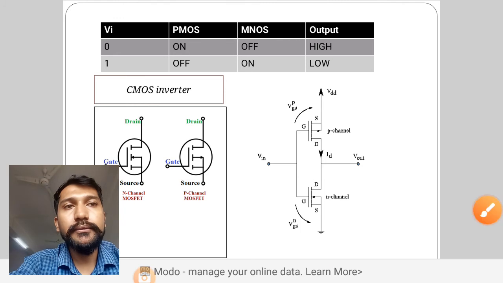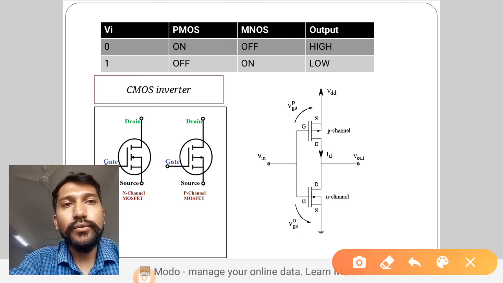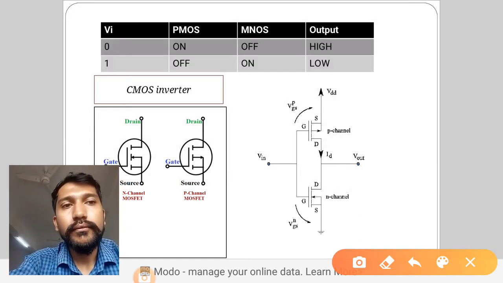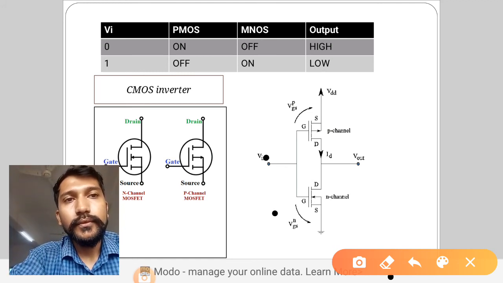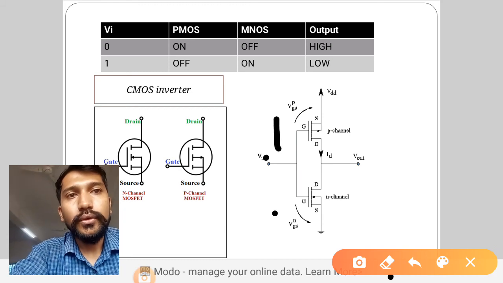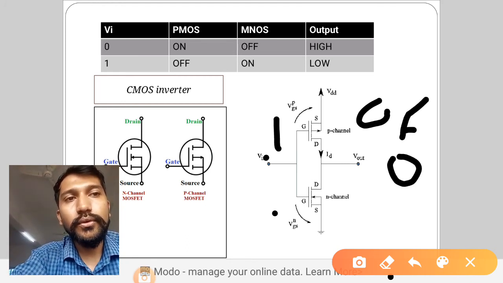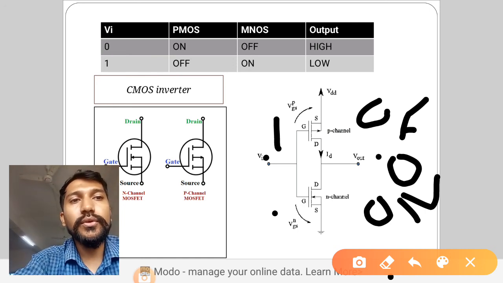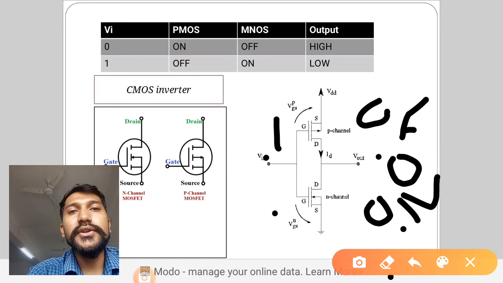Now the vice versa condition. Let us see the vice versa condition. What will I be giving here? I will be giving 1. Fine, I will be giving 1 here. Okay, when it has 1, it will become off. If it is off, the output will be 0. And what about this one? This will become on. So this will be off, output will be 0, and this will be on. So this is the condition of how your CMOS inverter is going to work.